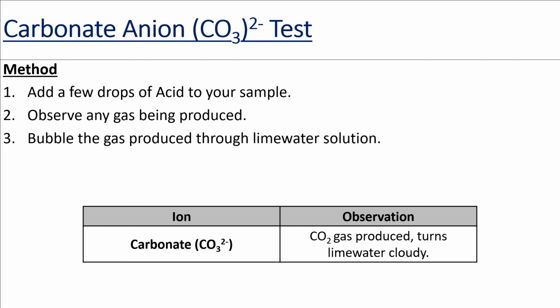So you add an acid, because we should know that metal carbonate plus acid gives us salt, water and carbon dioxide. So we add our acid, we bubble that gas through lime water, and if that gas is carbon dioxide, the lime water turns cloudy, which confirms that it is a carbonate present.